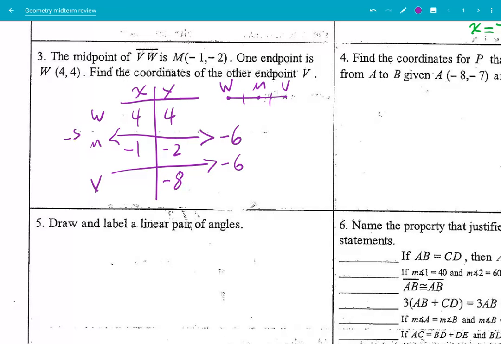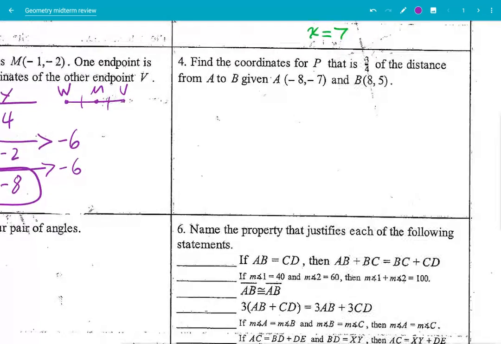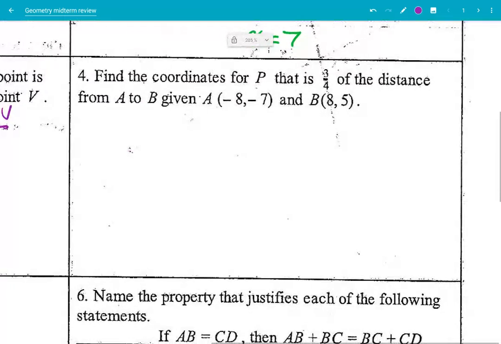Here we went down 5. So we're going to go down another 5, and that's -6. So the other endpoint V is -6, -8. They can't trick us. These are too easy. Oh, now they want to give us one of these. I see. Well, we laugh in the face of fractions.